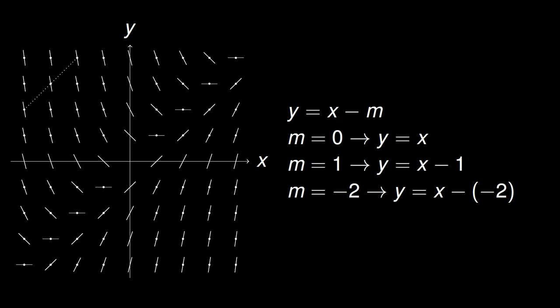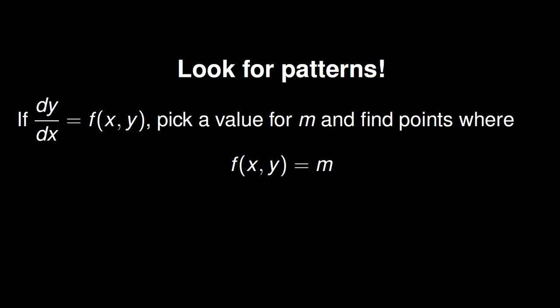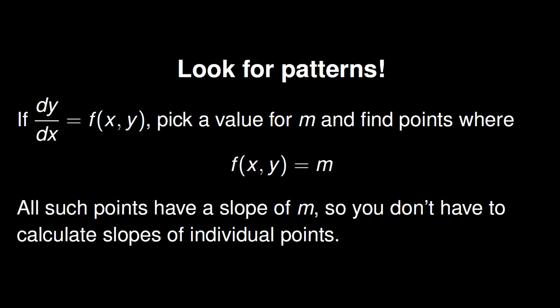So this can greatly simplify your direction field calculations, because you don't have to find every single point individually. You can look for patterns and spot when multiple points will have the same slope. Okay, so the idea is take this function f of x, y, set it equal to m. Every single point that satisfies this particular equation will have a slope of m. And that might save you a little bit of time when you are drawing your direction fields.